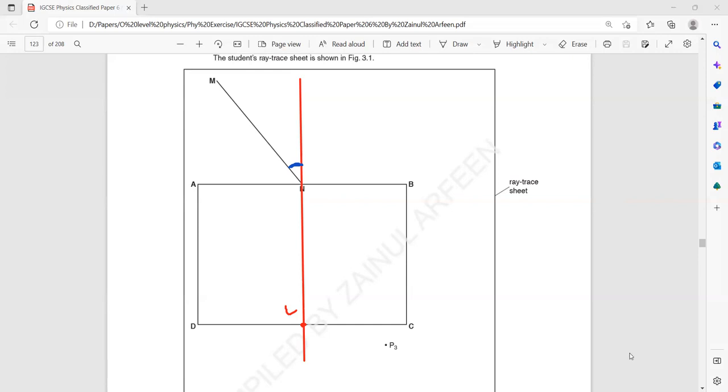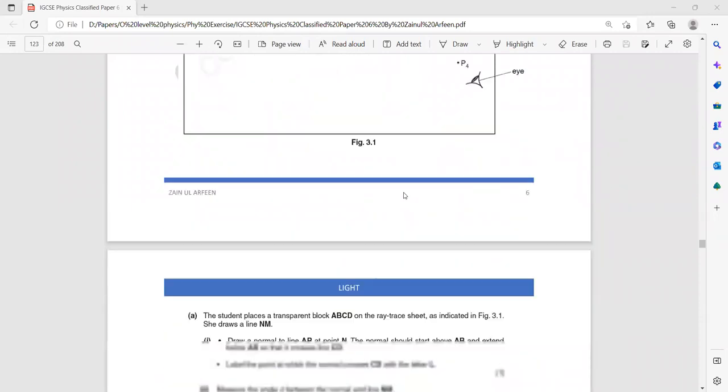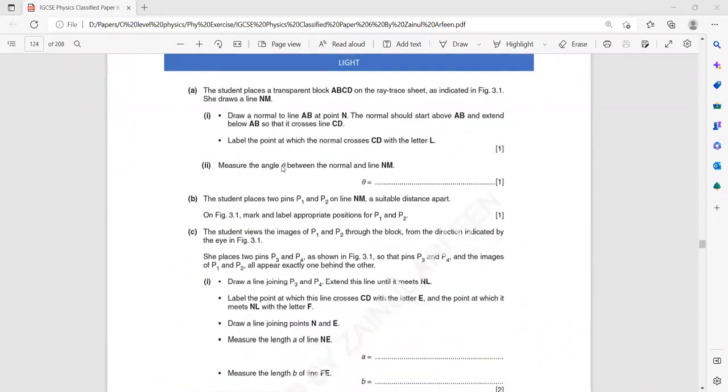Do this now. When we measure this angle, it will be 40 degrees. So we have to record this value. As you can see here, we have to measure the angle theta between N and M. So that we got as 40 degrees.